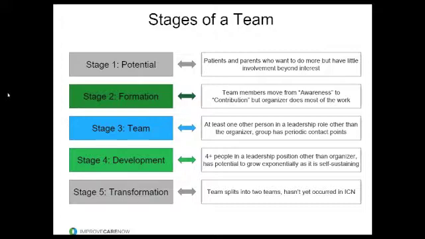Stage 4 is development. This is when there's 4 or more people in the group that have a leadership role other than the organizer. And because of this and the fact that it is self-sustaining, the group has the potential to grow exponentially. And then that leads into stage 5, transformation. With that exponential growth, the team eventually is able to split into 2 teams. So this hasn't actually occurred yet in ICN, but this would be the next stage for a couple of our groups.